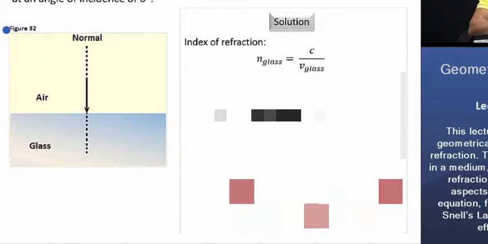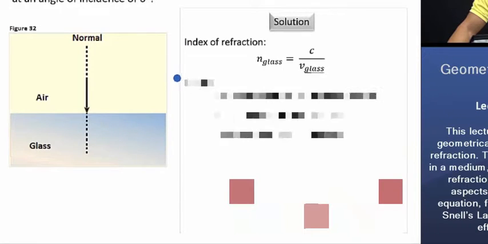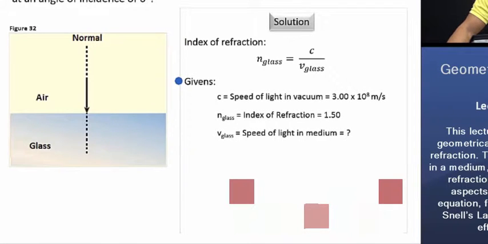Now, moving on, we can find the speed of a light ray in the glass through the index of refraction equation. Next, let's write down our givens, and we should commit the speed of light in a vacuum to memory if we haven't already, which is 3 times 10 to the power of 8 meters per second. And we're being told that the index of refraction for glass is 1.50. And what is it that we're looking for again? That's right, it's the speed of light in glass.